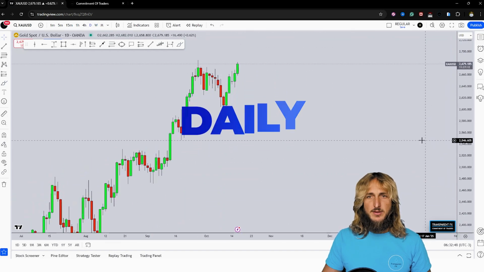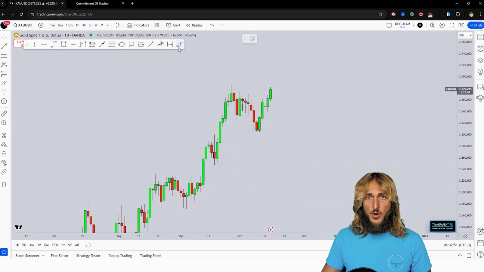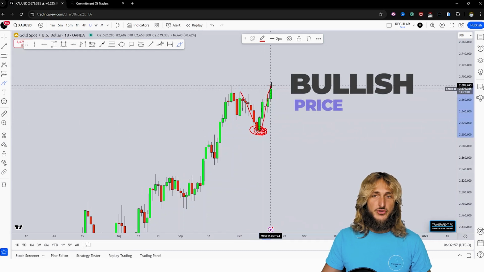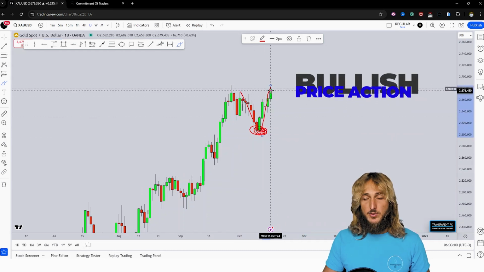Now, from a daily perspective, I spoke about gold just a few days ago when the market was around this area, and I explained all the reasons for which I was expecting a correction to this area, and then from here the rejection to the upside. And that is in fact exactly what the market just did.